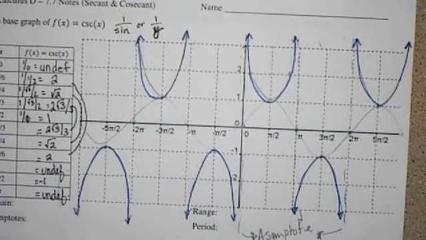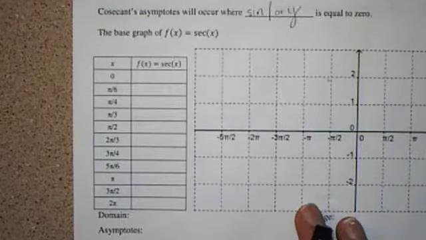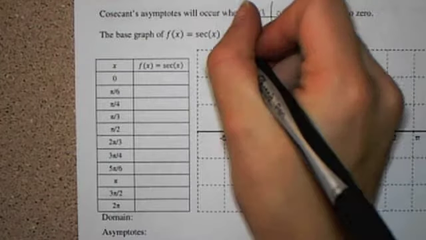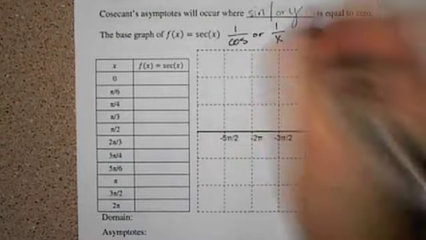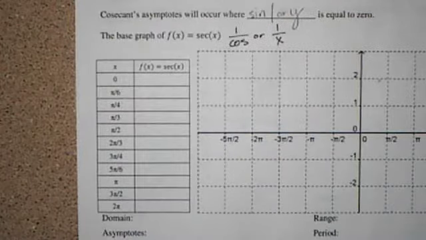Cosecant is the inverse of sine. Secant is the inverse of cosine. So it's 1 over cosine or 1 over x. So I'm going to fill in this table. Make sure you get your table filled out. I'll zoom in a minute.